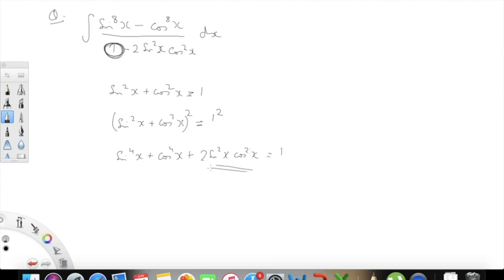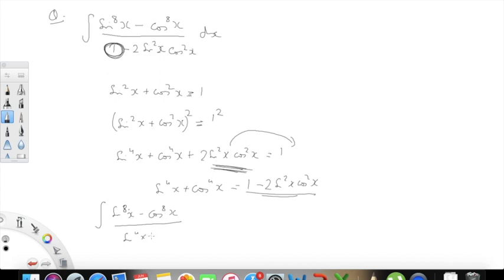Now this is our term, right? This is what has been in the denominator and bothering us. So let's take it this side. It becomes sine 4x plus cos 4x is equal to 1 minus 2 sine square x cos square x. And this is our denominator. So substituting it in the question, we get sine to the power 8x minus cos to the power 8x upon sine to the power 4x plus cos to the power 4x dx. Now it's very simple. You can all see how we can easily do it, right?